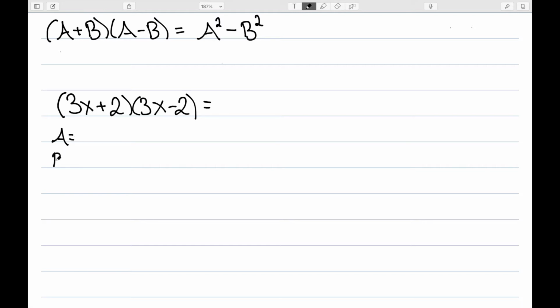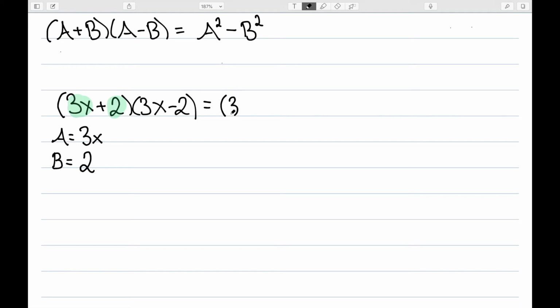We need to first figure out exactly what a and b are. Well, we have a right here. It's just 3x. And then b is the next term, which is 2. And it's important to note that we know we can use this formula because the only difference between the first and second parentheses here is this sign in the middle. The first one has a plus 2, the second one has a minus 2.